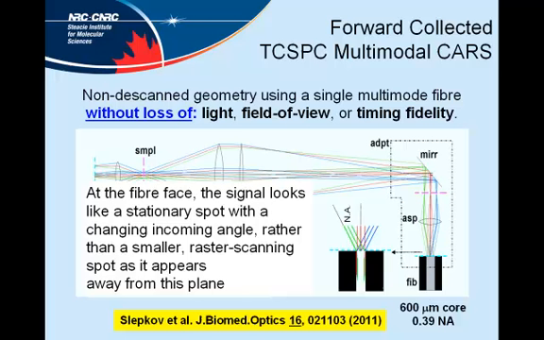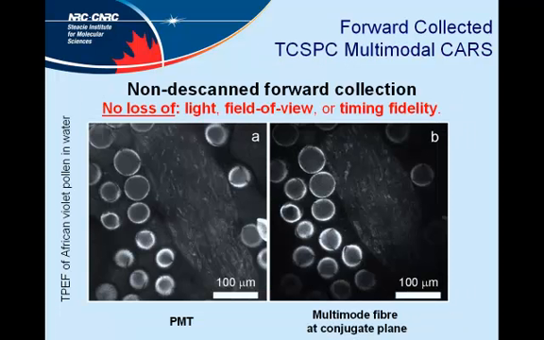And for those of you who are familiar with time-correlated photon counting, what you might worry about, because everyone will tell you you can't do this with multimode fibers because of modal dispersion, right? You're going to spoil your time resolution. And what I'd like to show you is that that's actually not true. So this is the non-descanned forward collection. And what I can show you is this is with a PMT. This is not time resolved now. This is just collecting the total light.